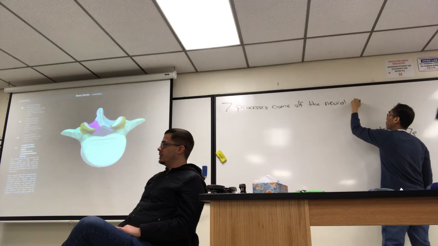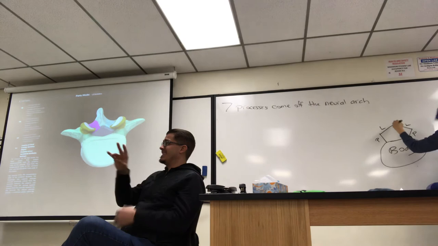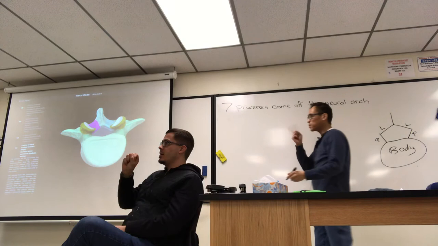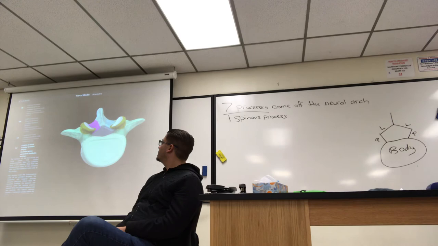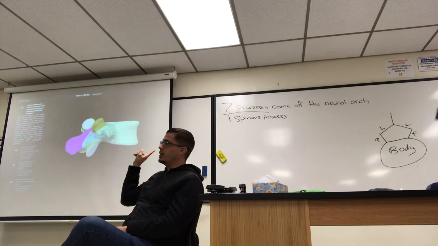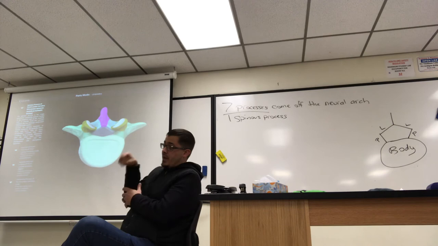Processes come off the neural arch or vertebral arch. Basically, the one that comes off and goes straight posteriorly is the spinous process, one spinous process. I'll highlight it in purple. It's posterior, so when you flex forward and you can feel all those bumps on the back of someone's backside, that's them.